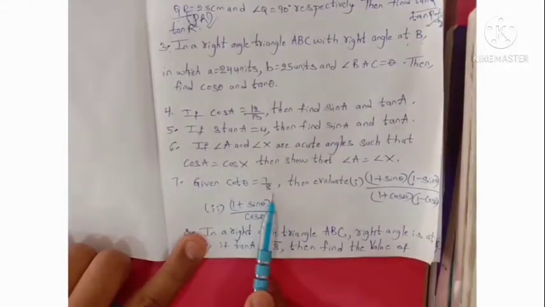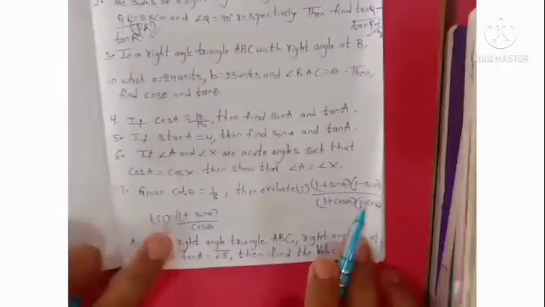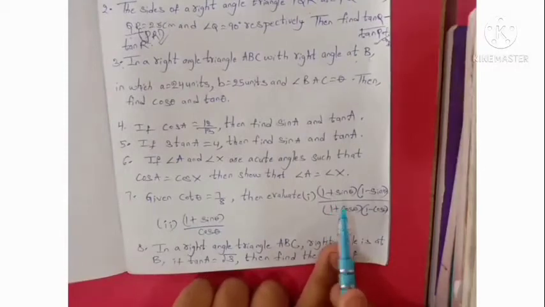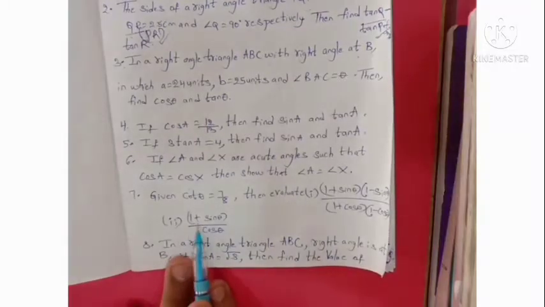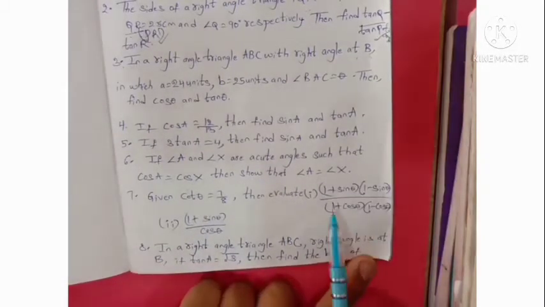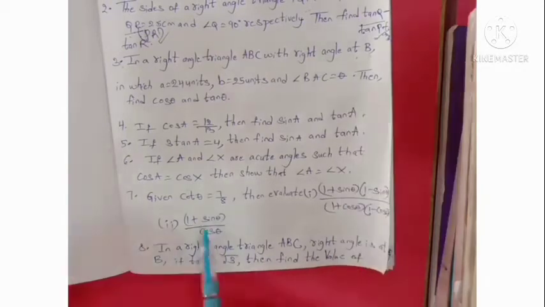Okay. Next question. Given cot theta is equal to 7 by 8, then evaluate. First one, (1 plus sin theta) into (1 minus sin theta) by (1 plus cos theta) into (1 minus cos theta). Second one, 1 plus sin theta by cos theta. First we should do (1 plus sin theta) into (1 minus sin theta), (1 plus cos theta) by (1 minus cos theta). Given cot theta is equal to 7 by 8. Okay. So next question.